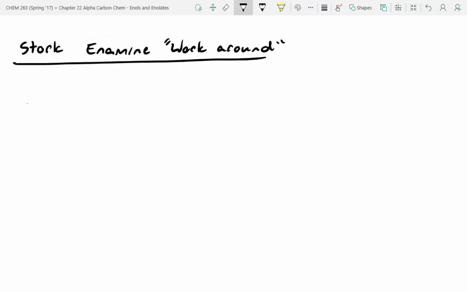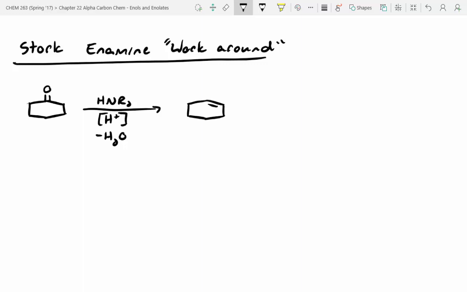So with the Stork Enamine Synthesis, the first thing you do is you make an enamine, hence the name. So let's just pick a generic amine. Should it be primary or secondary? Secondary. So this should be HNR2 and H+. And we'll drive off water during this reaction. And voila, we've got our enamine.